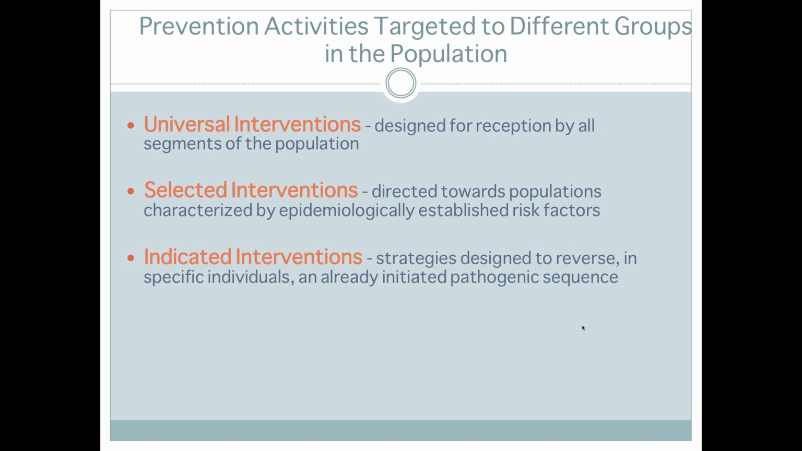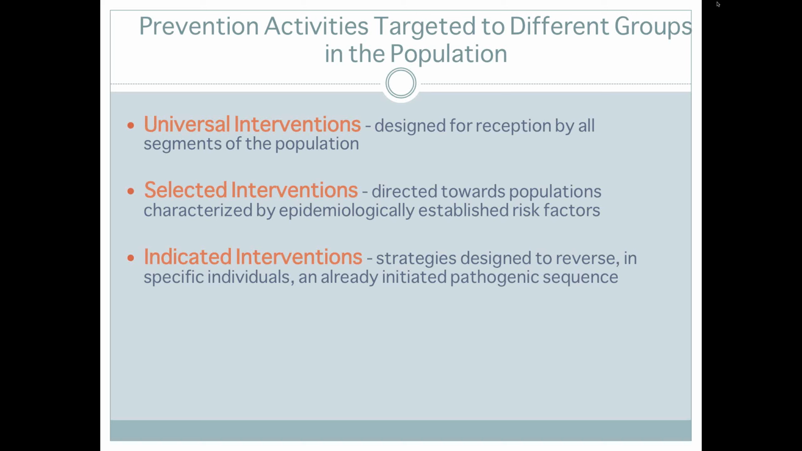Prevention activities can also be targeted to different groups in the population. So the previous slide was talking about how prevention activities come into different parts of the disease continuum. This is how prevention activities can be organized based on different groups in the population. And the three terms are universal interventions, selective interventions, and indicated interventions.